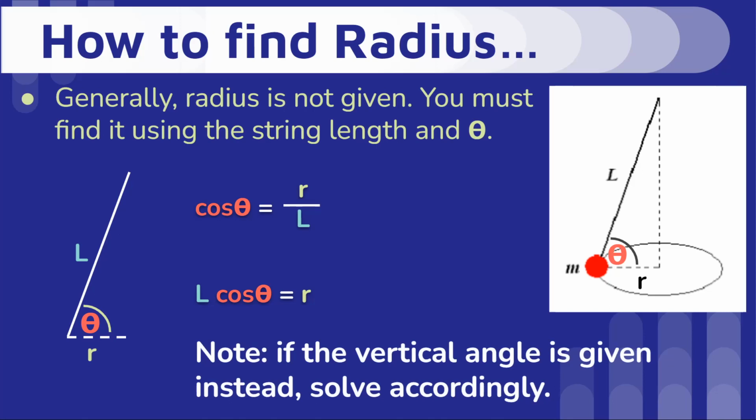Note that if the vertical angle is given instead, this equation is going to look different. Same with the last one we derived. I gave you this angle. It is entirely possible that you will be given this angle instead. So you can't just use the equations we wrote for everything because they're not going to work unless this angle at the bottom is labeled.